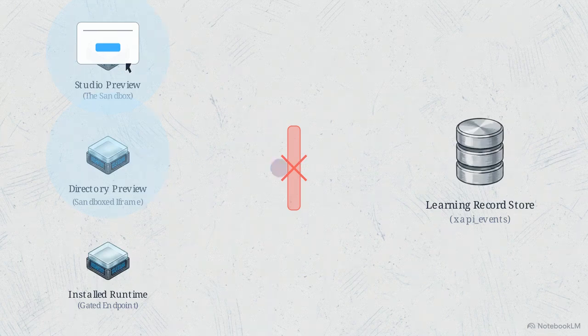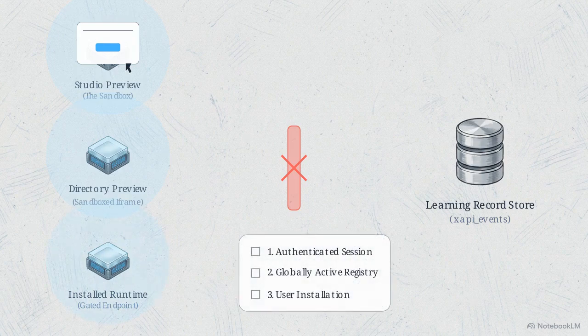The second state is the directory preview. This environment loads approved plugins inside a sandboxed iframe, but strictly blocks any data writes. This state executes the approved code so the public can evaluate it, but stops all telemetry persistence because the viewer has not explicitly installed the plugin to their profile. The third state is the installed runtime. This is the only environment in the entire pipeline allowed to persist telemetry.